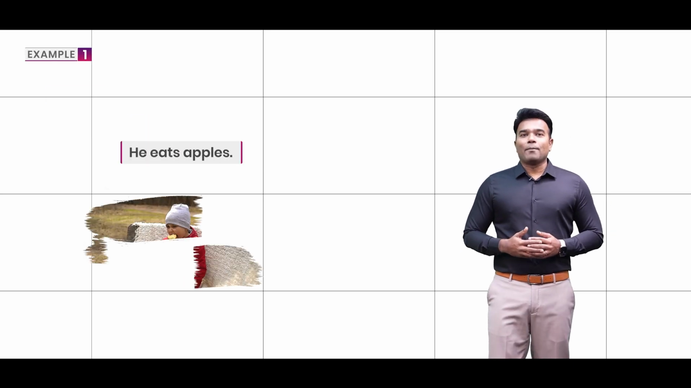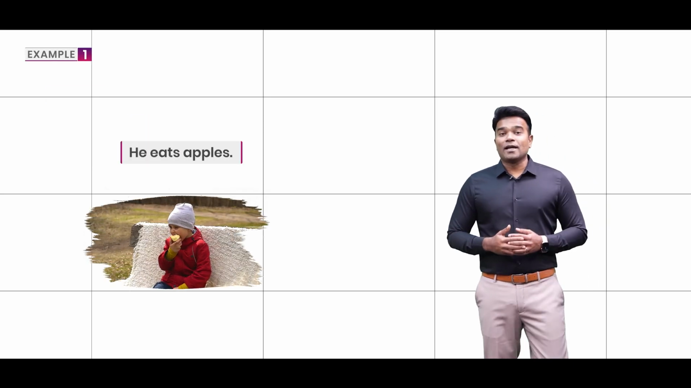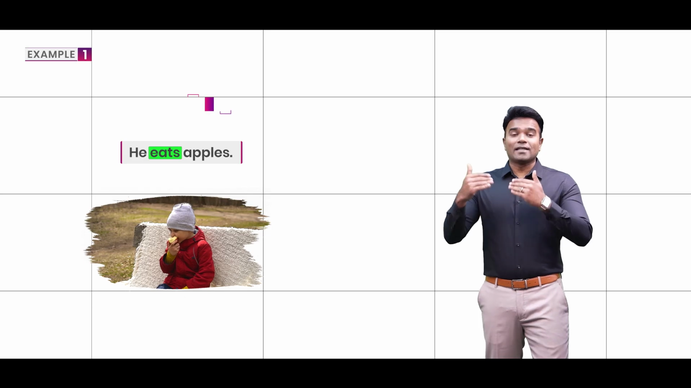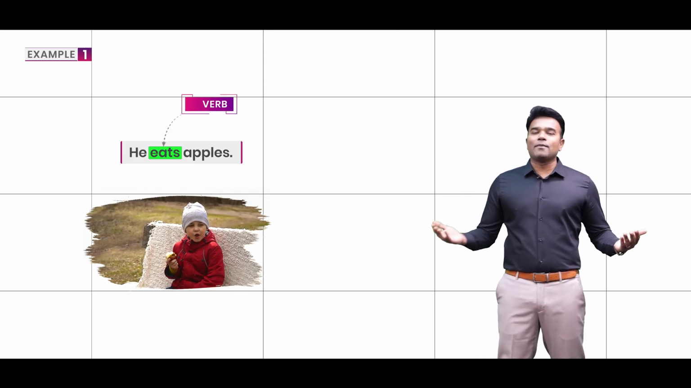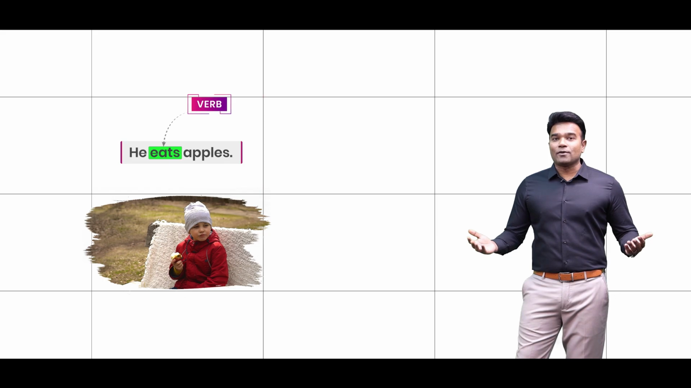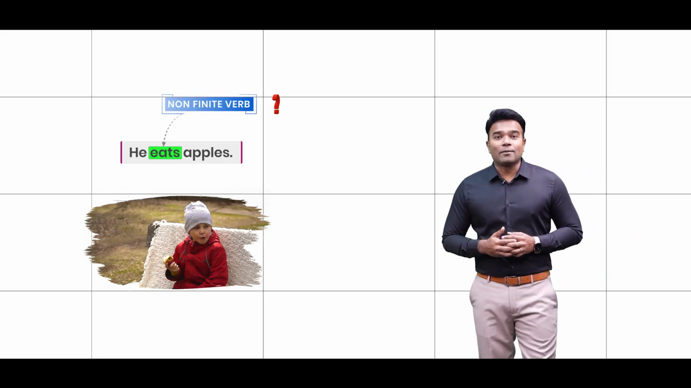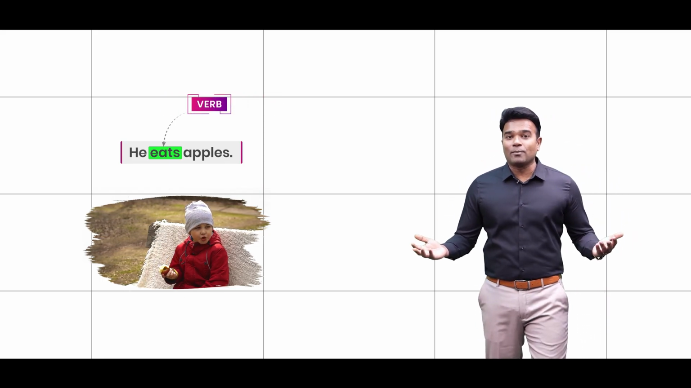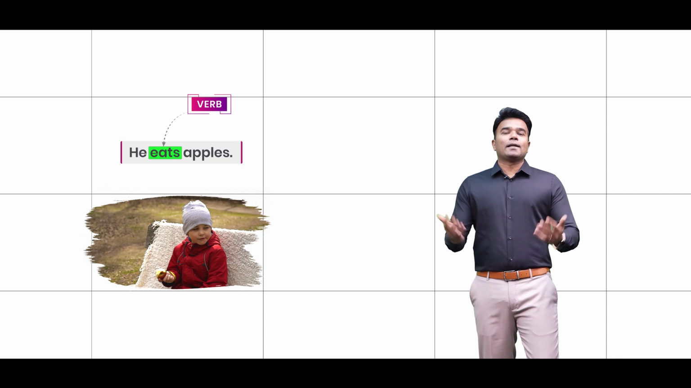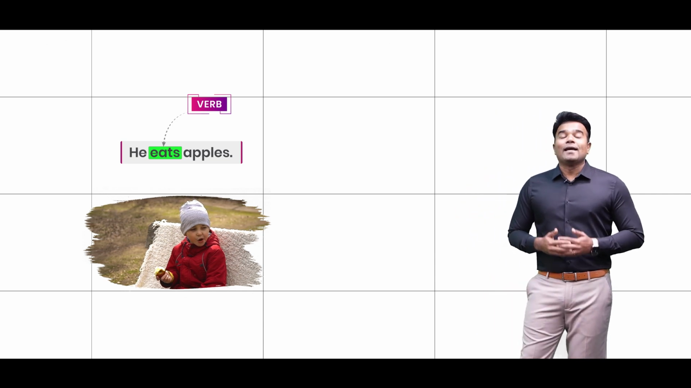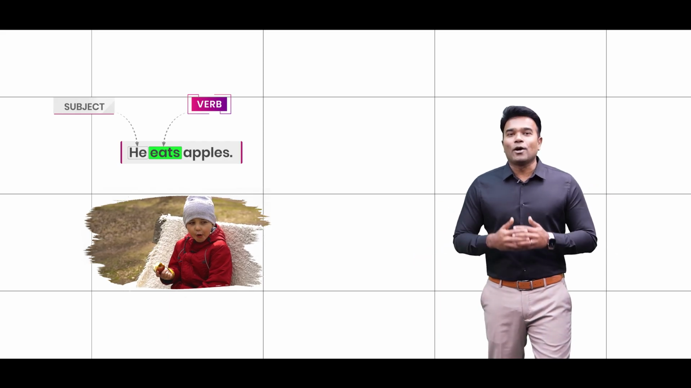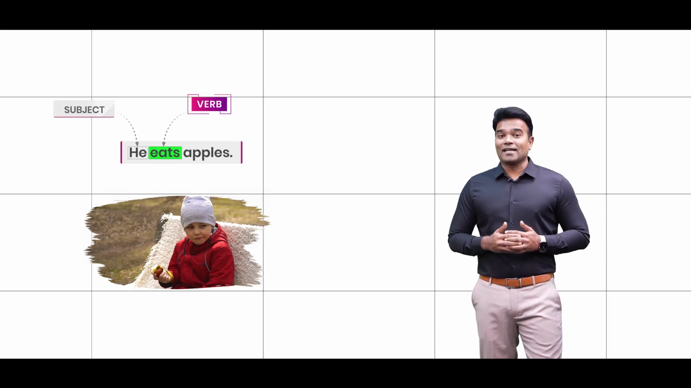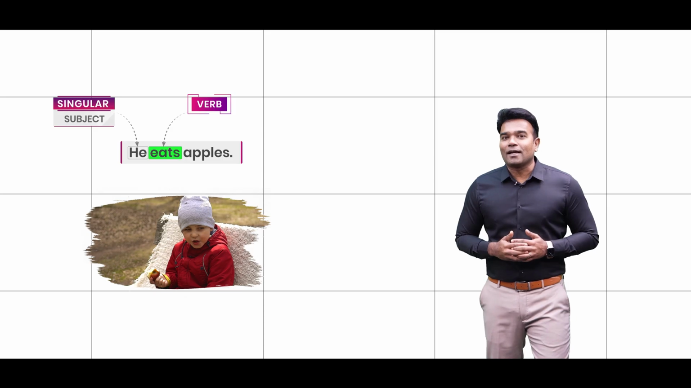He eats apples. Well, you know that in this case eats happens to be the verb, but then the question is: is it a finite verb or a non-finite verb? Well, I shall be telling you about that moving forward, but if I ask you to identify the subject in this sentence, then I am sure that you shall identify he as the subject of the sentence, and I am sure that you realize that it happens to be a singular subject.